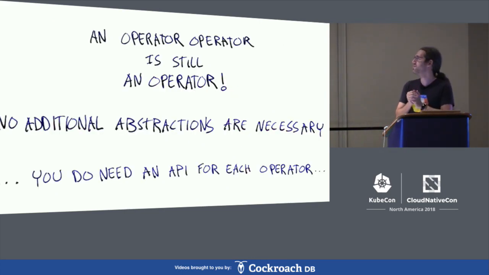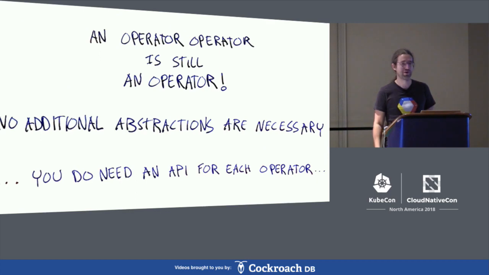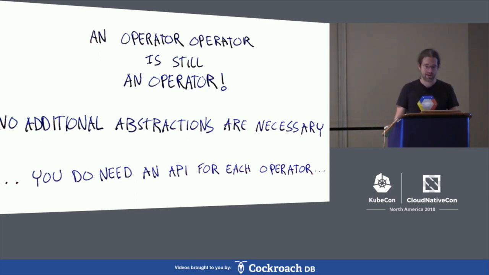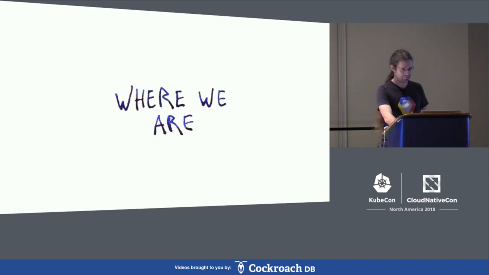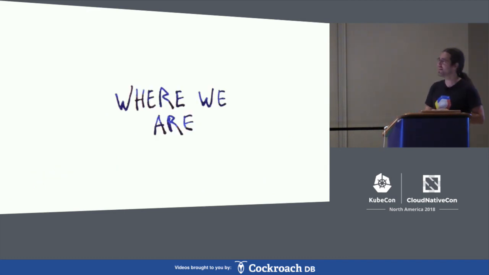I want to say that's where it stops. You don't need to get more complicated than that. You don't need to get more abstract than that, right? An operator is just another operator. So we can manage an arbitrary amount of technical infrastructure with the concepts that we've developed. We don't need to develop more concepts. All we need is APIs per operators. Okay, so with that thought in mind, let's talk about where we are as a project.